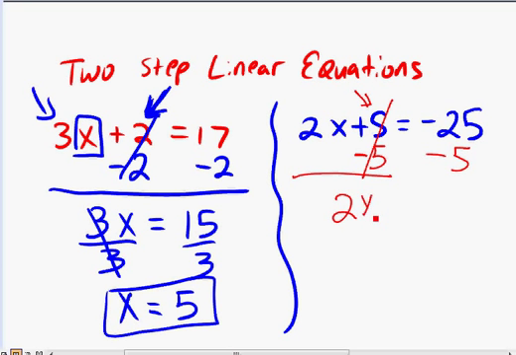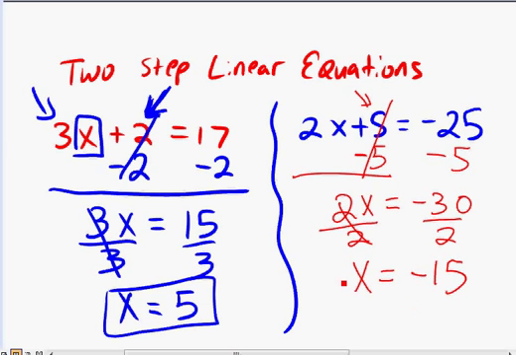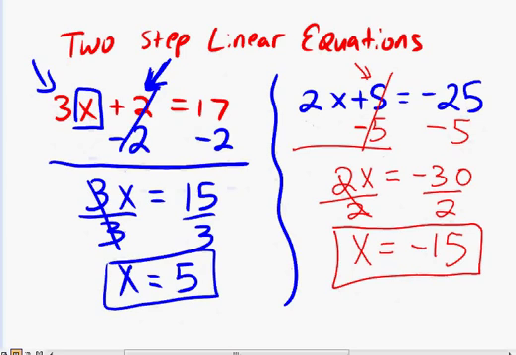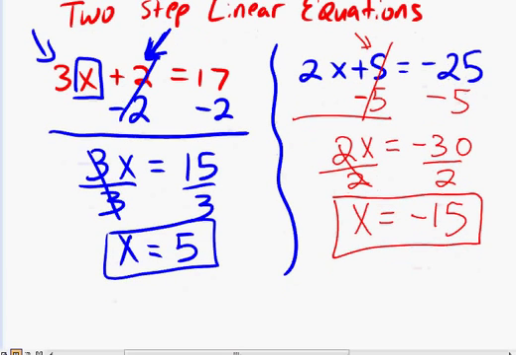Now we're left with 2x equals negative 25 minus 5. That's going to be negative 30. And over here, because 2 and x is multiplication, we're going to divide by 2. And we're left with x equals negative 15. Anytime you feel I'm going too fast, you can click on the pause button, rewind, and watch it again.